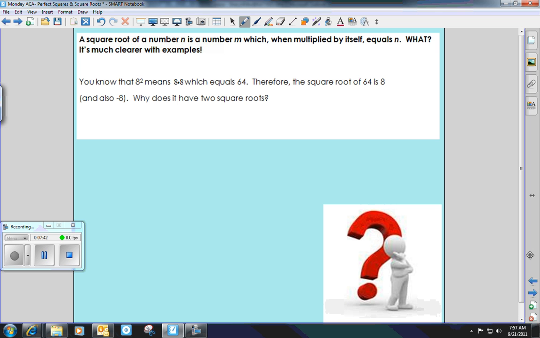Something new that you're going to be learning about is square roots. So when we take a number times itself, for example, 8 squared is 8 times 8, and that is 64. 64 is the perfect square of 8.